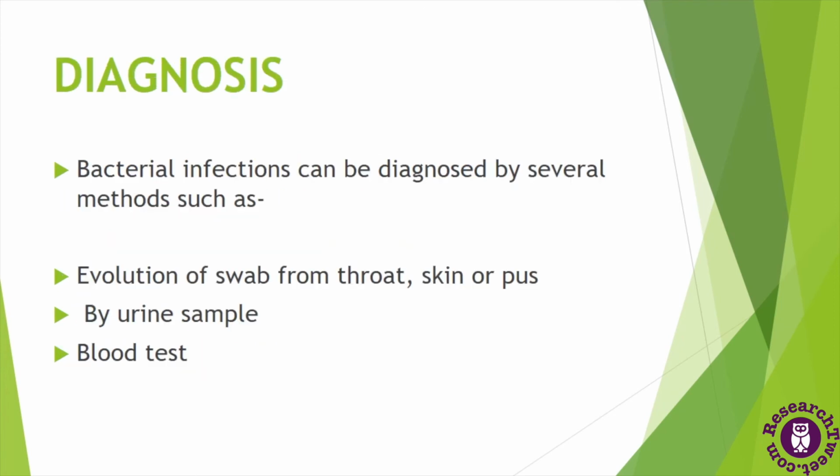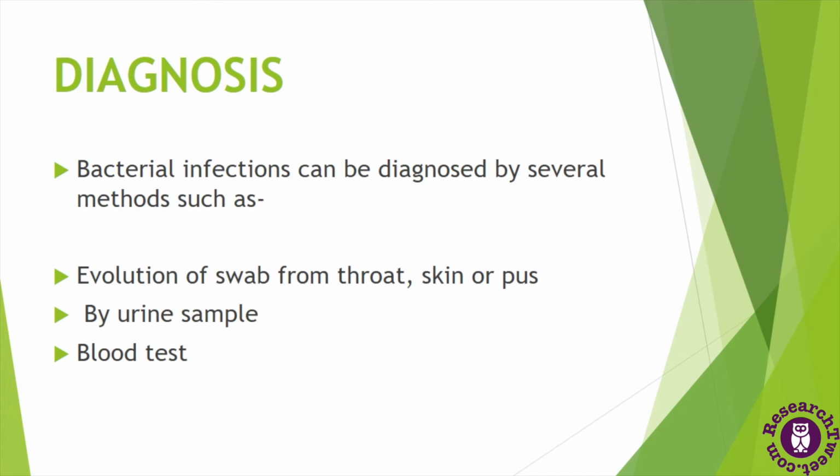Now the question arises: how can these bacterial infections be diagnosed in our body? There are several methods for the diagnosis of bacterial infections. They can be diagnosed by evaluation of a swab from the throat, skin, or pus. The infected area, like the skin or pus in the case of sores, is swabbed, and with the help of these swabs the diagnosis can be done.